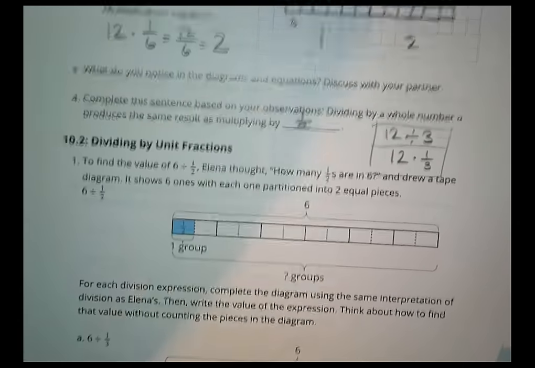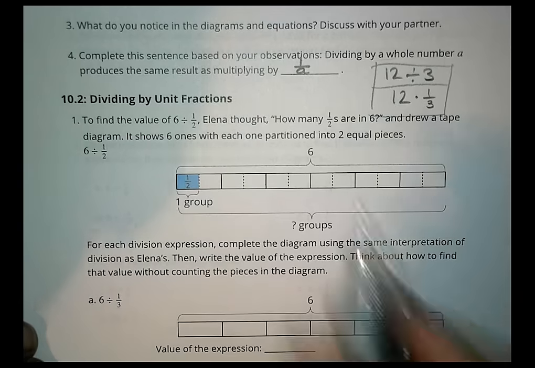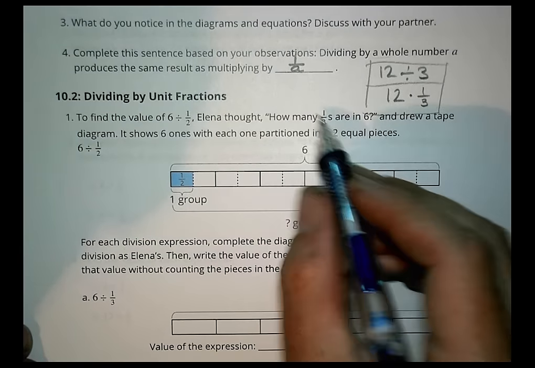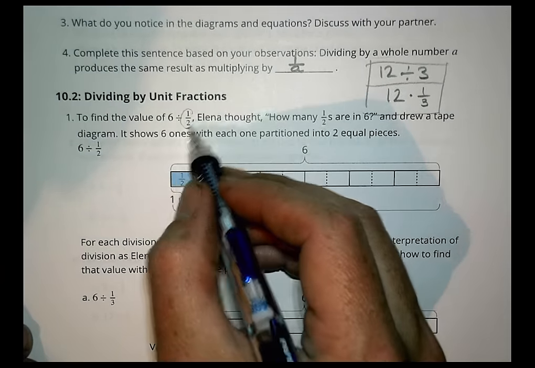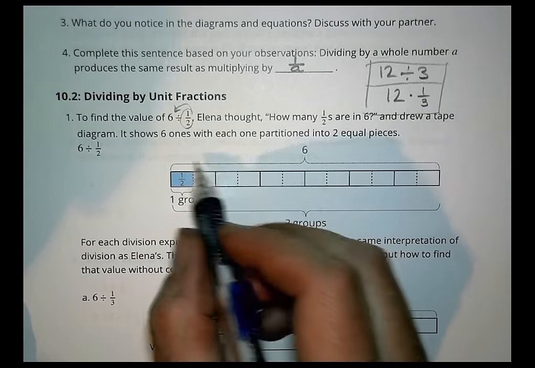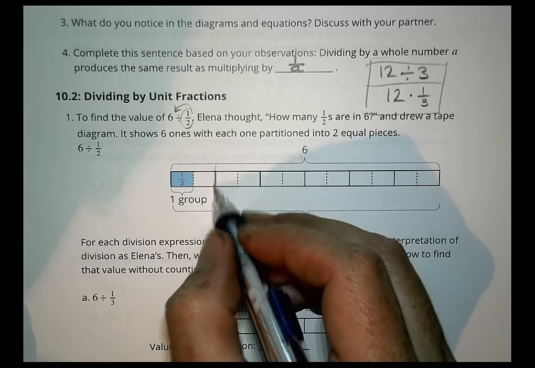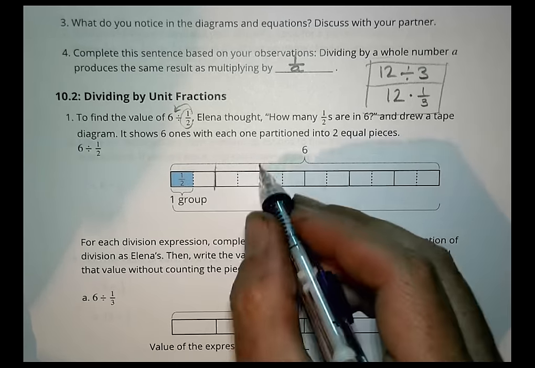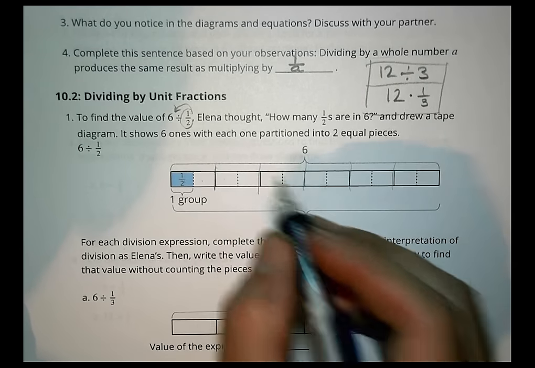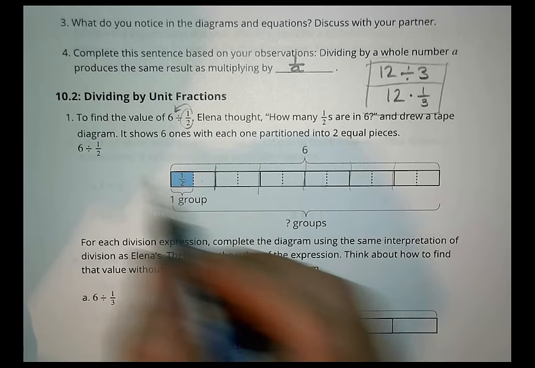Okay, activity number 2, dividing by unit fractions. To find the value of 6 divided by a half, Elena thought, how many halves are in 6? We've done that as well. And drew a tape diagram. It shows 6 ones with each one partitioned into 2 equal pieces. So she made a 1 here, and a 1, and a 1, and it's 6 ones, and divided them each into halves.